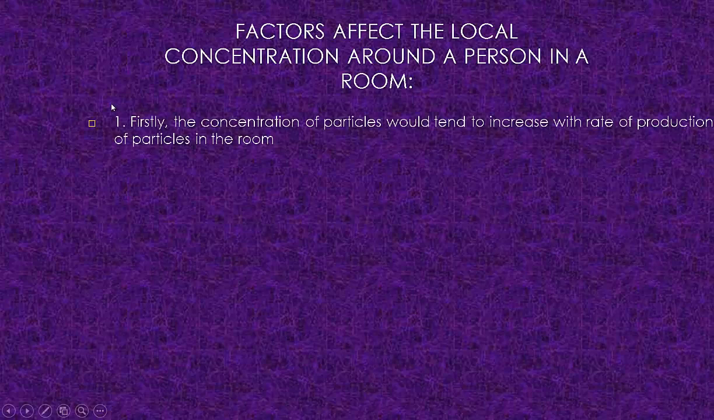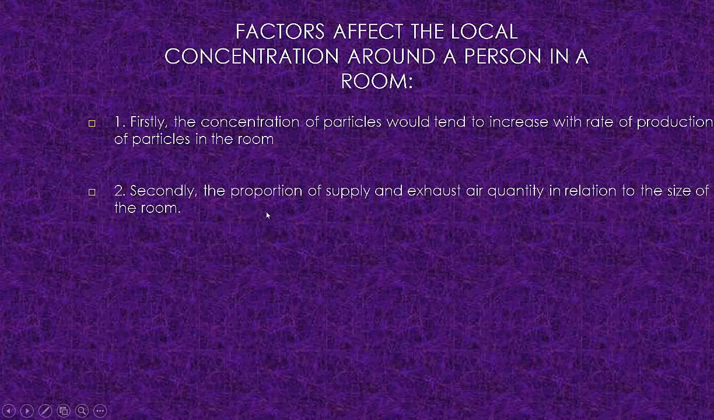In a room, first, the concentration of particles would tend to increase with the rate of production of particles in the room. As you know, if particles like bacteria and viruses are present in a room and their production rate is very high, then they increase very rapidly. So first, we can reduce the concentration of these particles, meaning those contaminants like bacteria, viruses and other things.